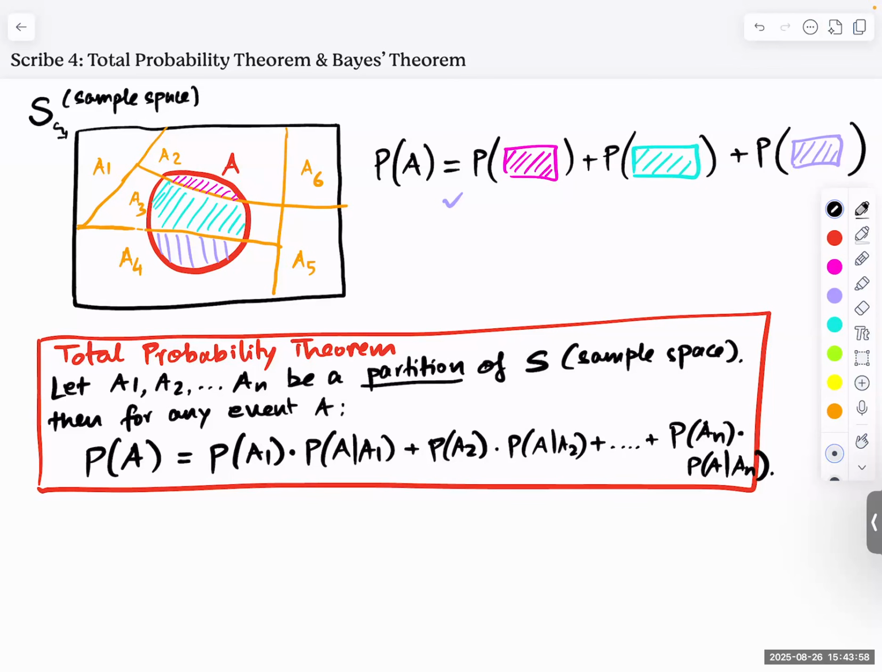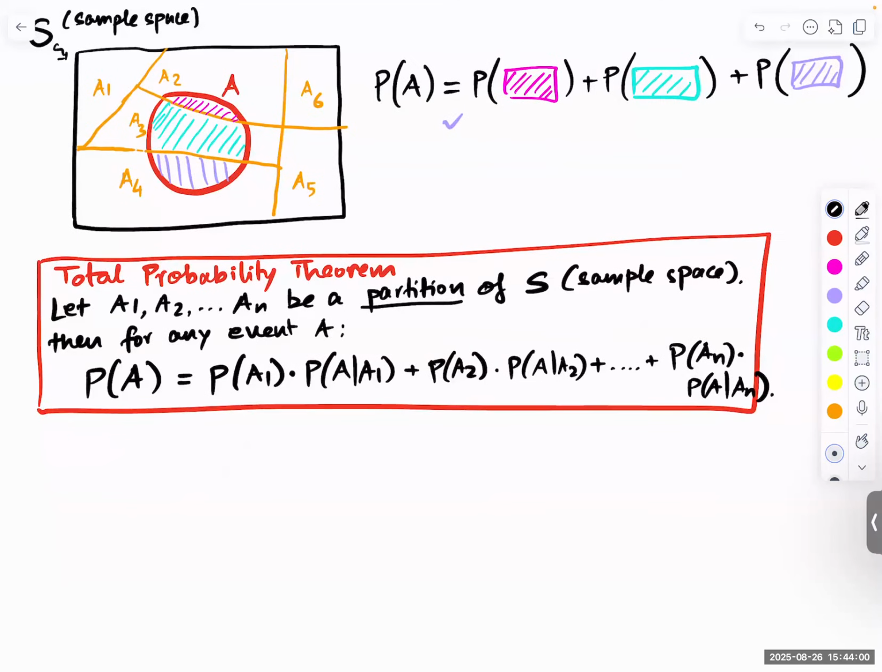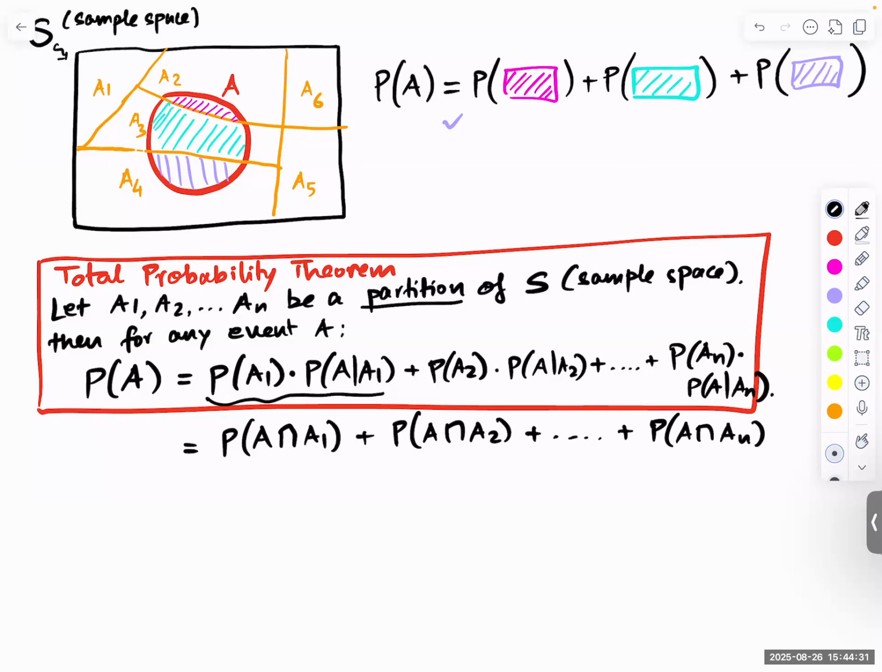What are these terms, in fact? If you think about each term, what is this? If you remember from our module on conditional probability, P of A given A1 was probability of A intersection A1 divided by P of A1. So this is nothing but the probability of A intersection A1, plus the probability of A intersection A2, all the way till P of A intersection An.